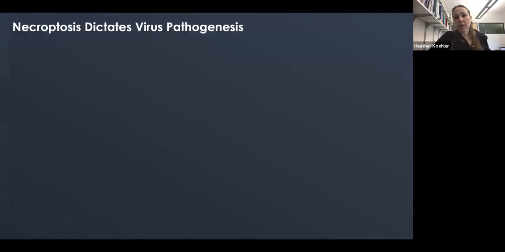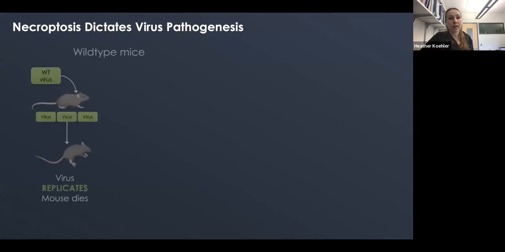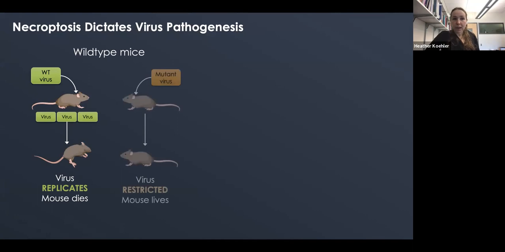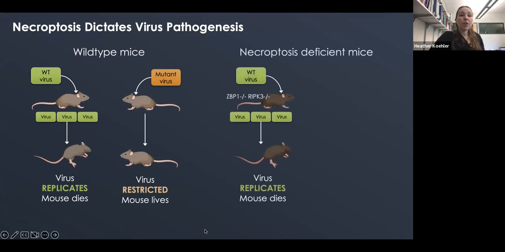We know that this is necroptosis because we see hallmarks of the necrotic death and the phosphorylation of MLKL. We went ahead and verified that this is biologically relevant because there's a lot of debate whether Z-RNA is actually important.